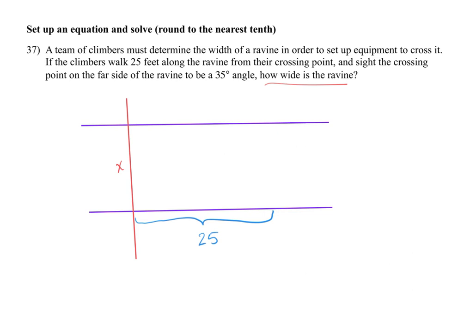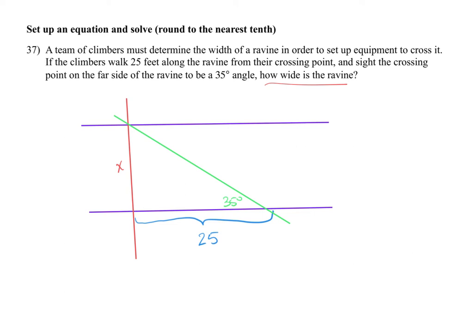They sight the crossing point at the far side to be a 35-degree angle, which is what you see these guys on the side of the road doing with little tripods, right? That's what they're doing, trigonometry. So they sighted across here. From here to here, it is a 35-degree angle. They want to know how wide it is.